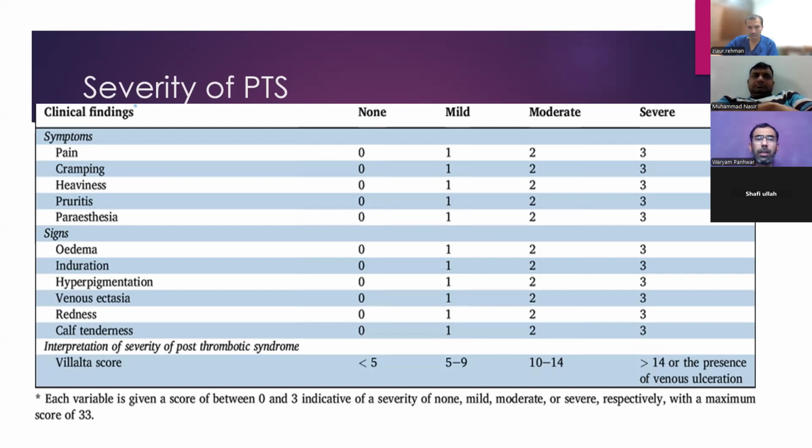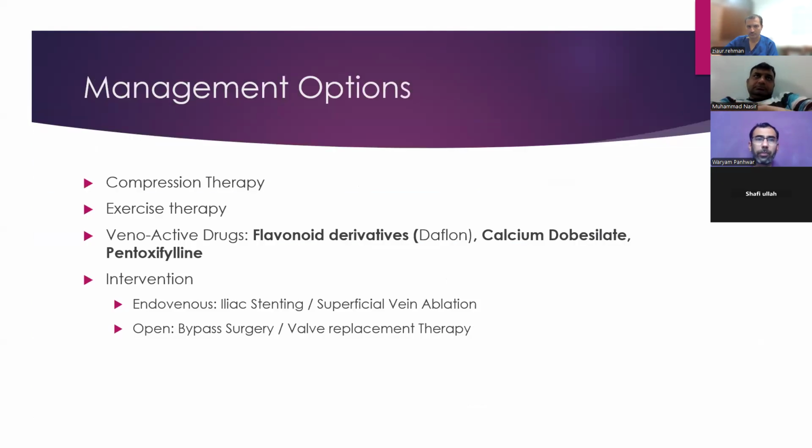If the Villalta score is less than 5, then we don't label it as post-thrombotic syndrome. If it is 5 to 9, then it is mild; 10 to 14, it is moderate; and severe if 15 or more. Any patient who has a venous ulcer due to post-thrombotic syndrome is categorized as having severe post-thrombotic syndrome.